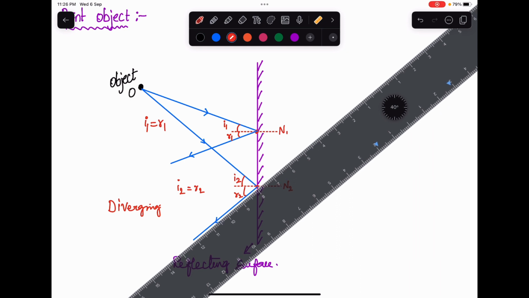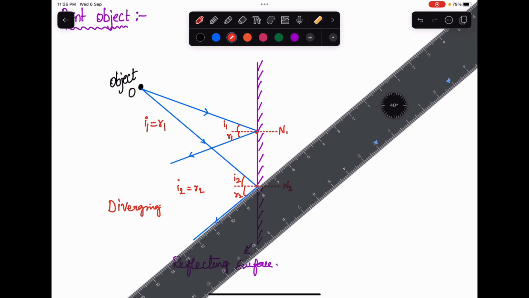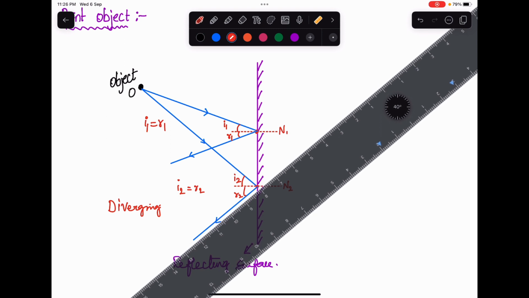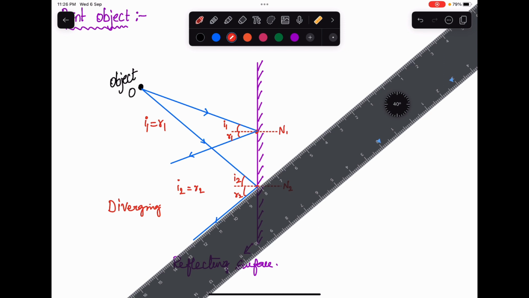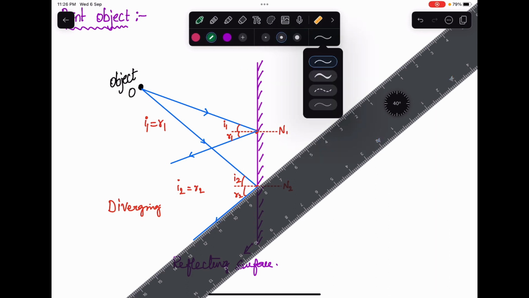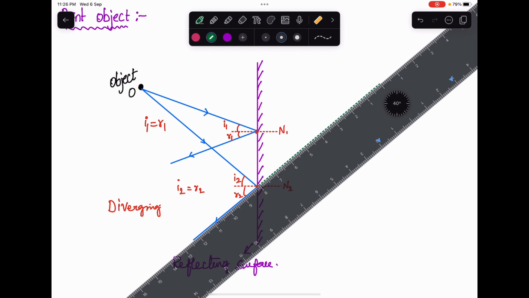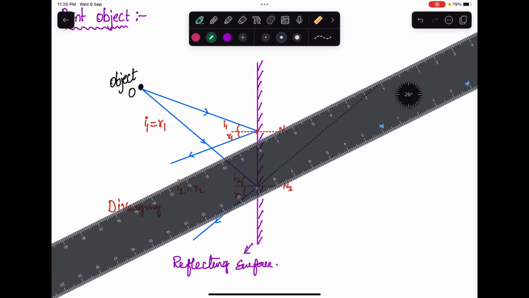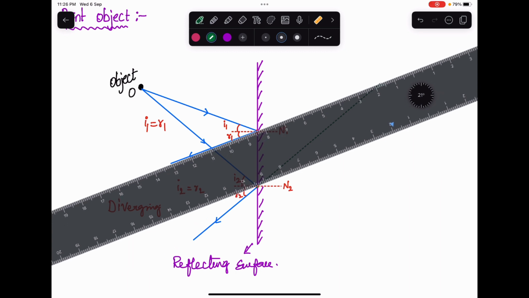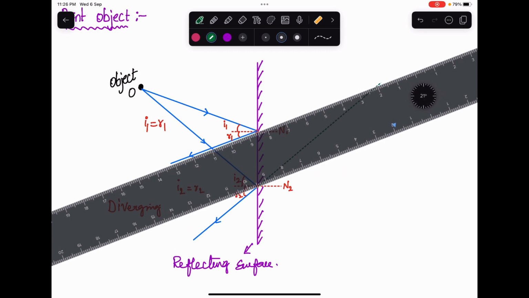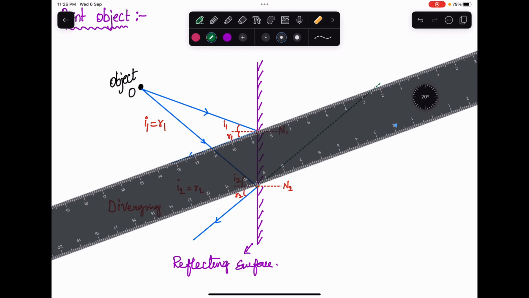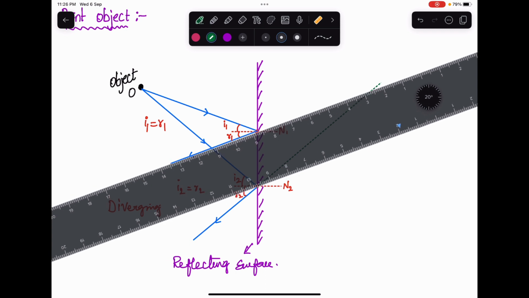So when they are not meeting directly, we can do only one thing, that is we can extend the reflected rays behind so that we can verify whether they meet behind the mirror or not. Let us check that one. So like this, one I have extended like this, and similarly one more reflected ray I would like to extend in this kind.